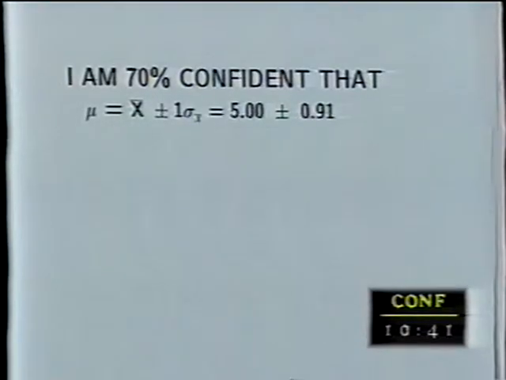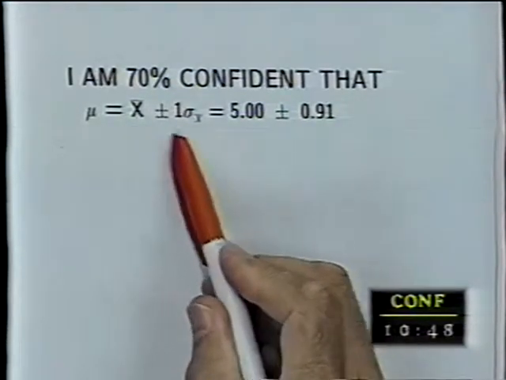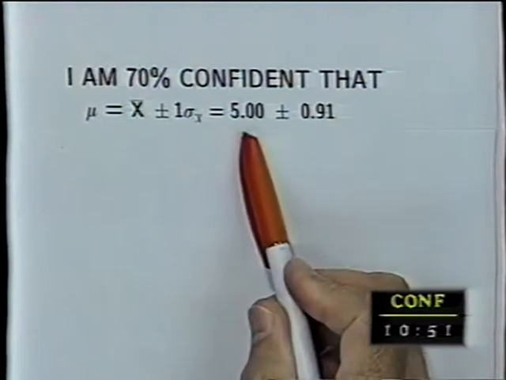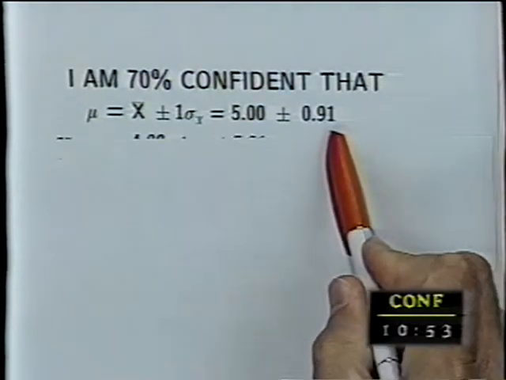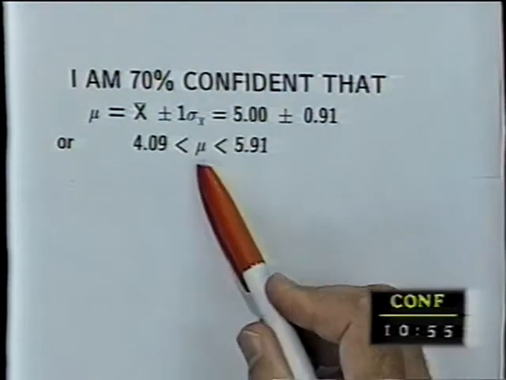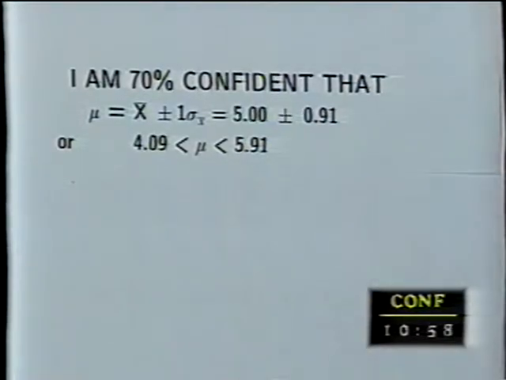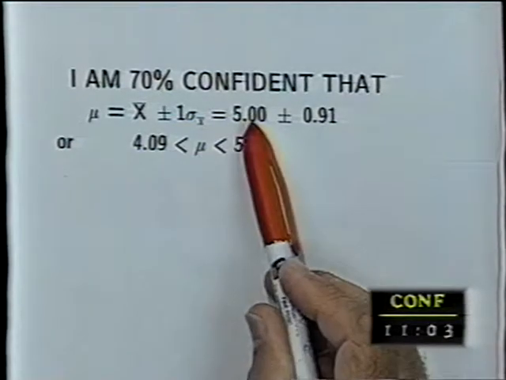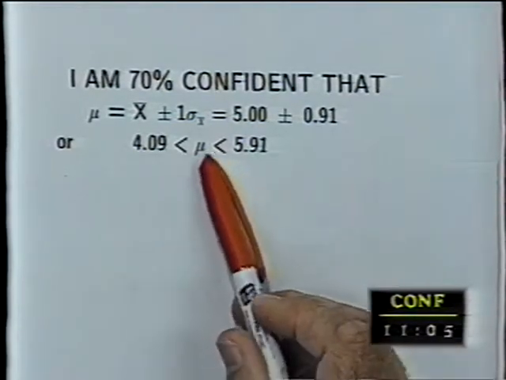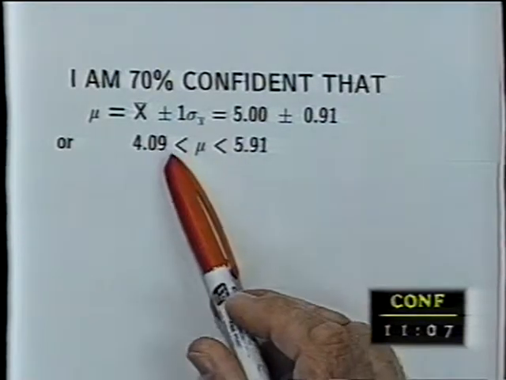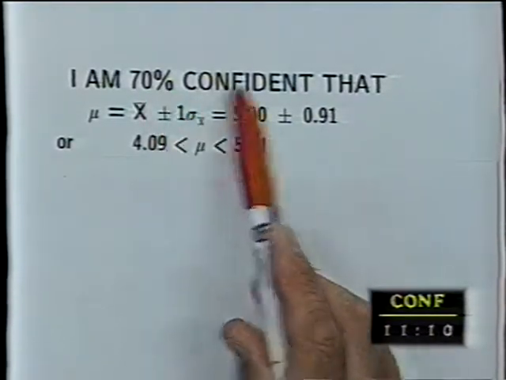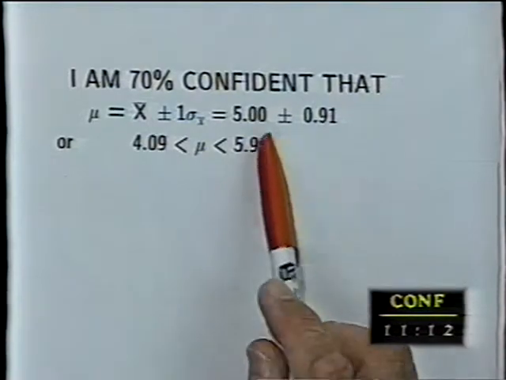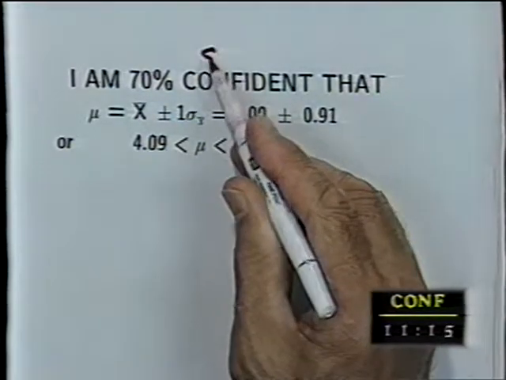I can say, I am 70% confident that the true mean, which I don't know, is somewhere between x bar and 1 standard error, or 5 plus or minus 0.91. If I want to write it out, I say the mean is somewhere between 4.09 and 5.91. That is 5 minus 0.91 and 5 plus 0.91. I'm 70%, sorry, 70% confident that the mean is in here. Sometimes people use the word sure.